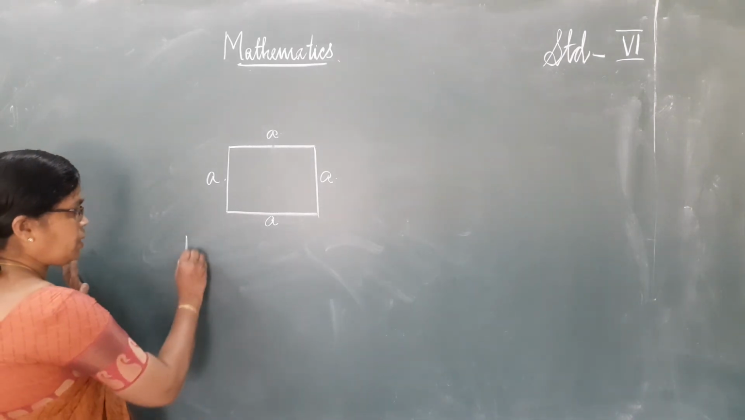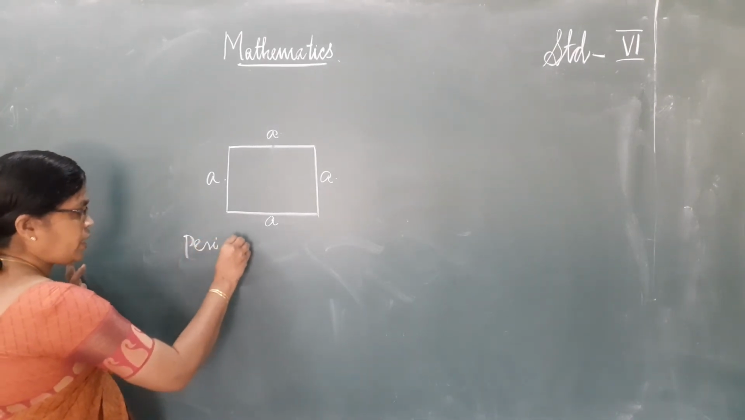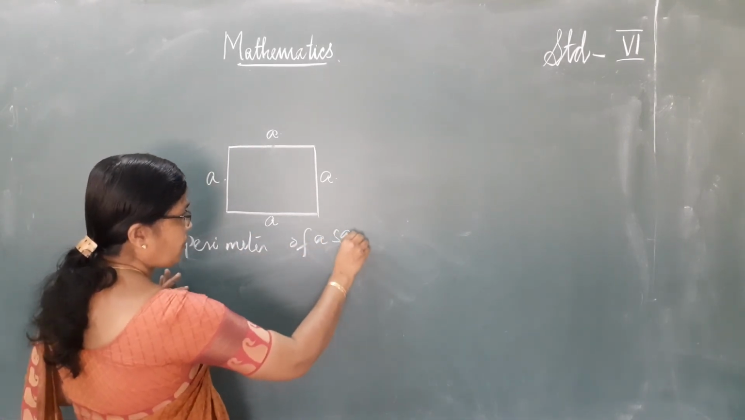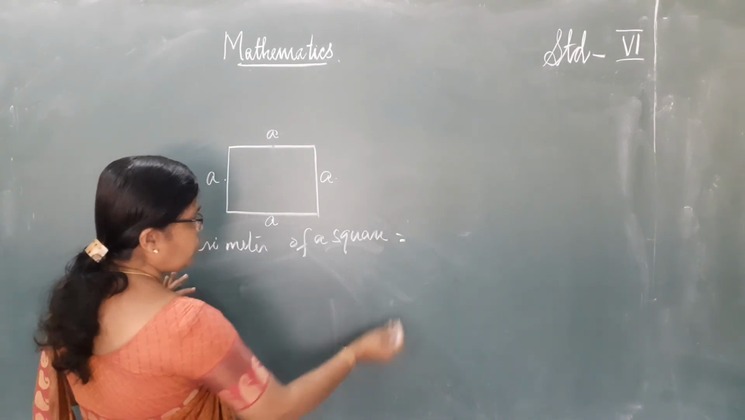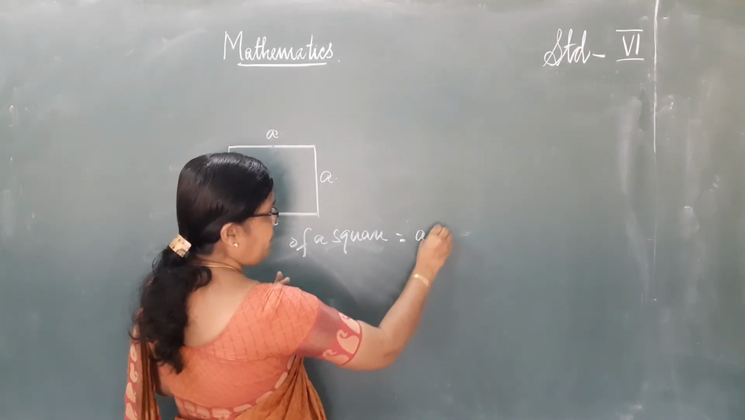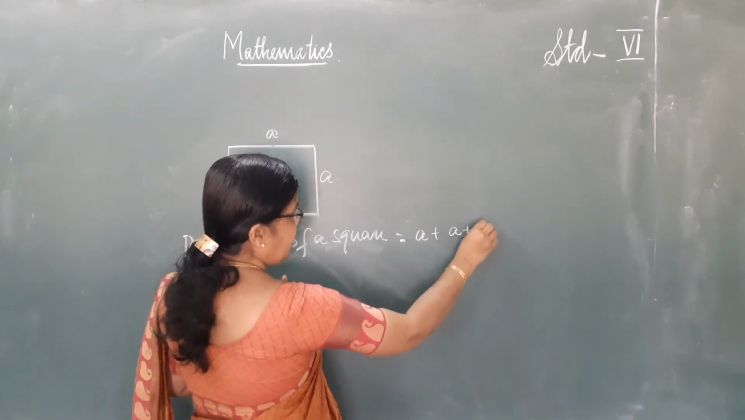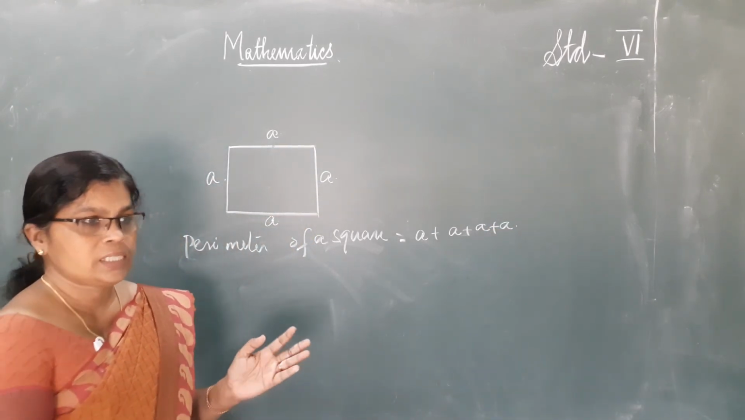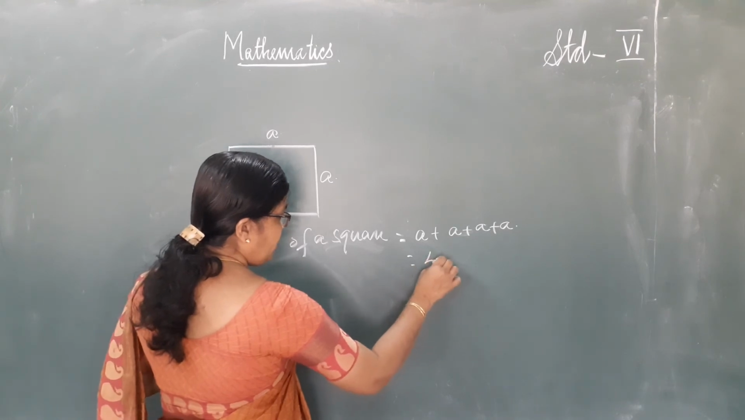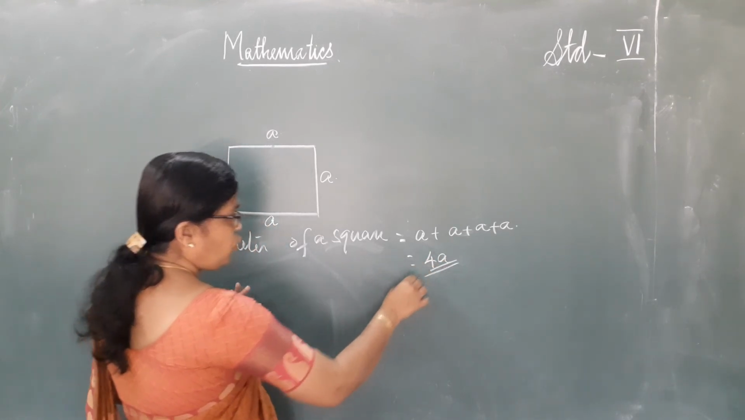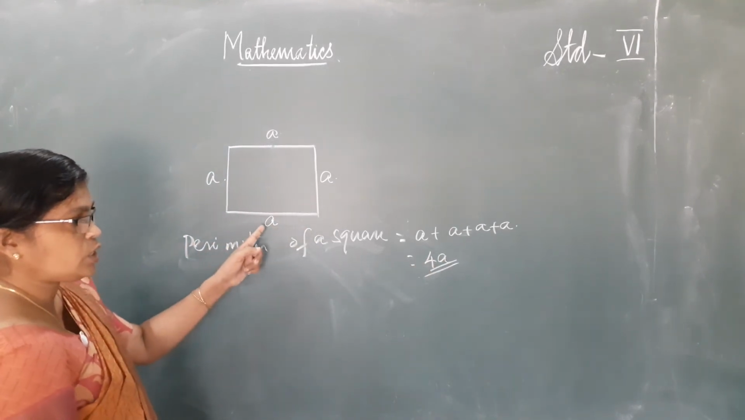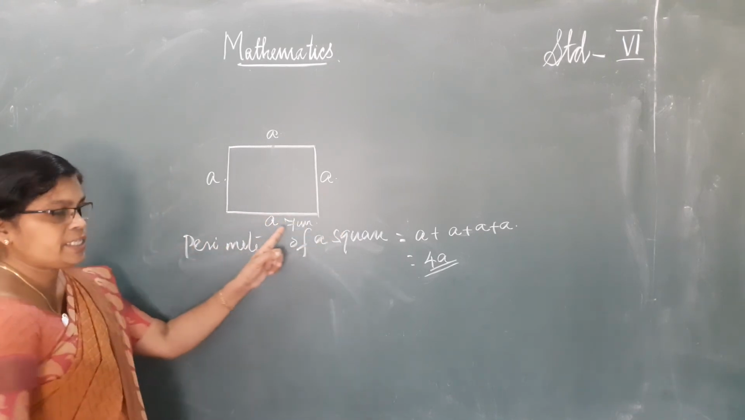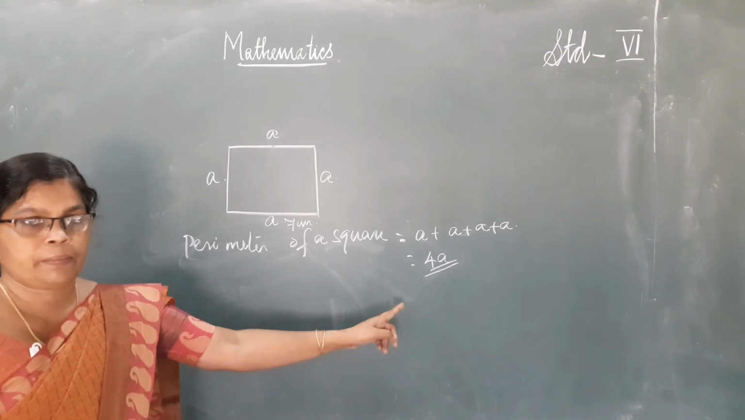So let us write the perimeter. Perimeter of a square is equal to side plus A plus A plus A plus A. 4 times A. That is A plus A plus A plus A is 4 times A. 4 times the side. So what is the side given? Suppose instead of this A, 7 centimeter will be given. A is equal to 7 centimeter. How will you find the perimeter?